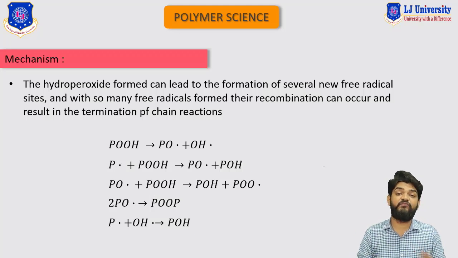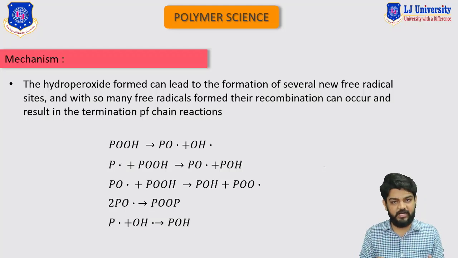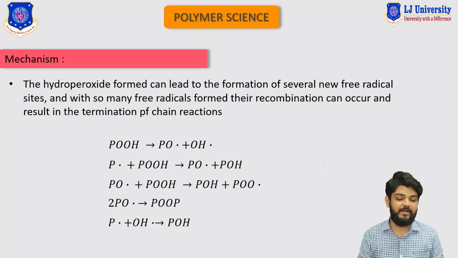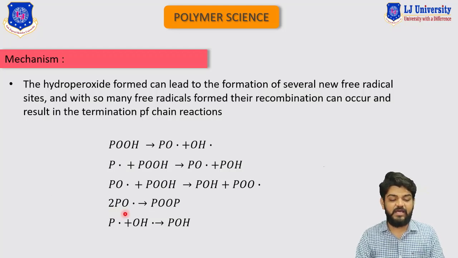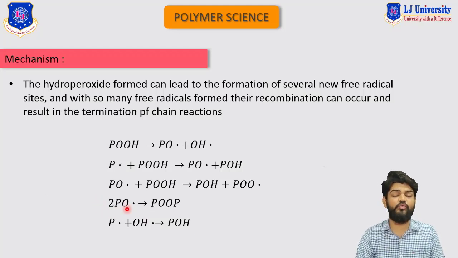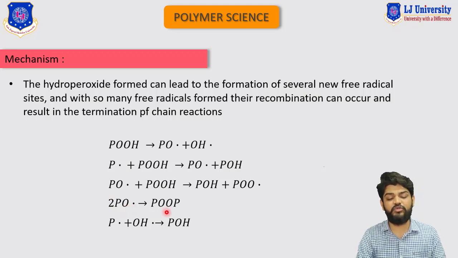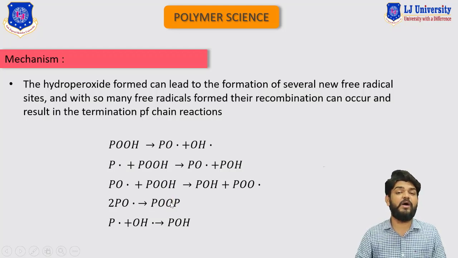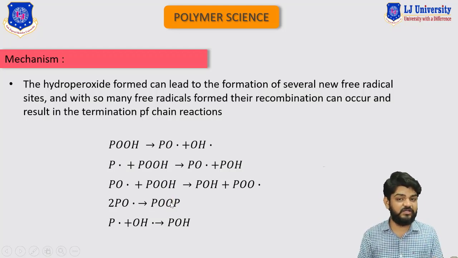Now if too many free radicals have been formed because of this oxidative degradation, their recombination can also occur, and that will lead to the chain termination step. In this particular step, we have two free radical sites generated because of oxidative degradation, and hence it will lead to the formation of POOP. As you can see, we do not have any free radical site, which means this polymer is now terminated. It cannot further undergo the polymerization process.